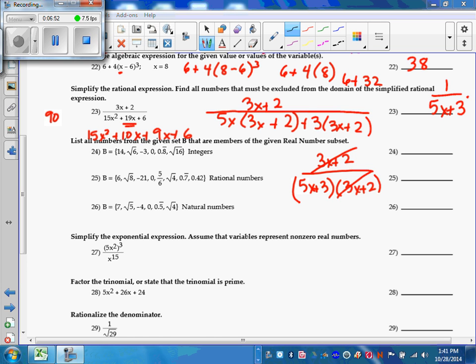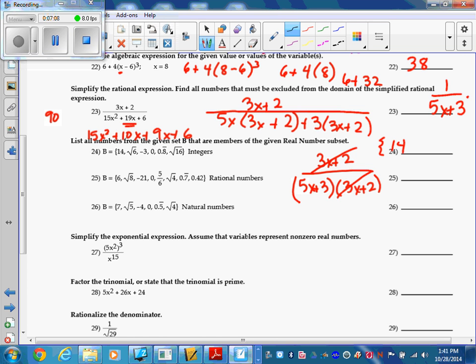Okay, so back to our recording, Josh. It says, from the numbers in the given set, tell which ones of these are integers. 14, negative 3, we skipped the square root of 6.